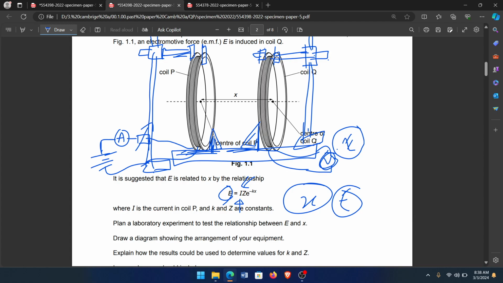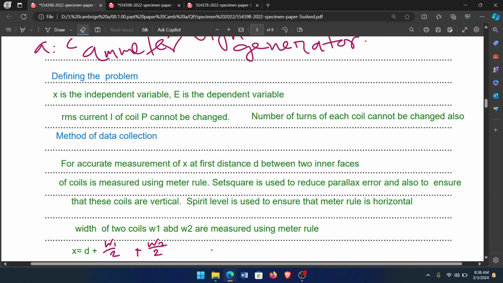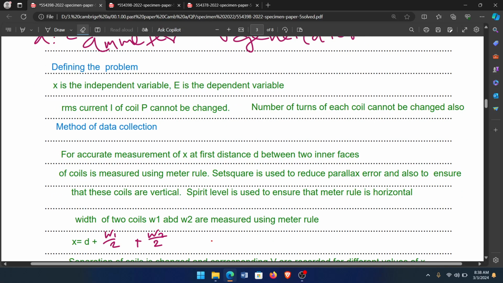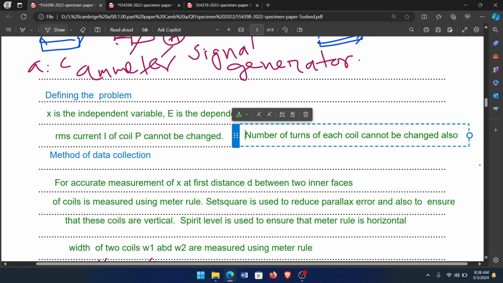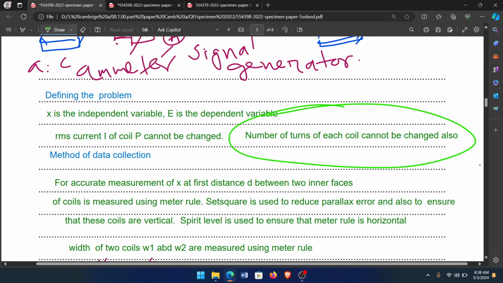So, defining the problem. What did I write here? x is the independent variable, E is the dependent variable. RMS current I of coil P cannot be changed. This is the main constant actually. This might be added as additional detail, but you don't know the mark scheme at the time of answering, right? So that's why write all the constants that should be kept fixed during the experiment. Look, all variables are mentioned here. So the number of turns of each coil cannot be changed is also a point here.